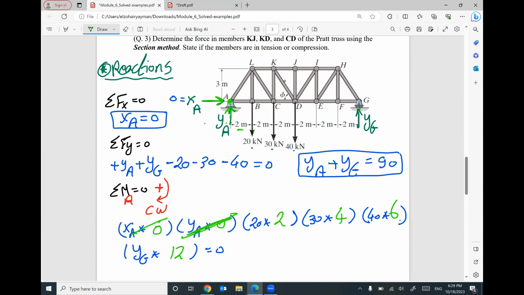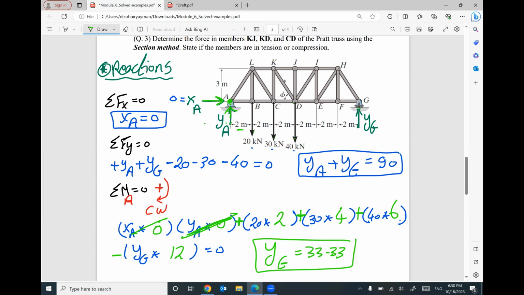20 will rotate clockwise. The rotation for 20 kilonewton about A is clockwise. 30 is the same. 40 the same. YG is going up. It will rotate counterclockwise. It will be negative. The only unknown in this equation is YG. I can figure out the reaction YG. It will be 20 times 2 plus 30 times 4 plus 40 times 6 divided by 12. I got 33.33.